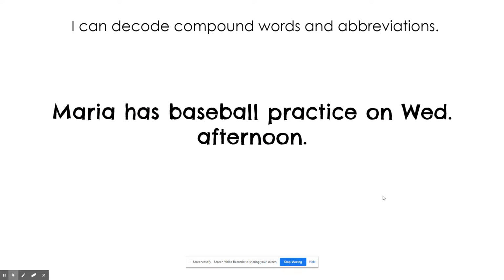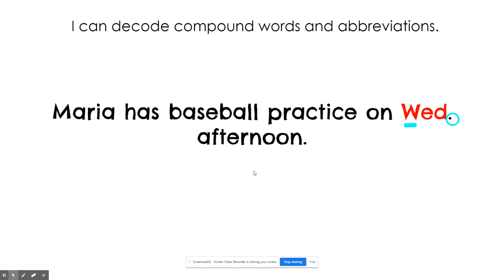Okay, Maria, I want you to look at this sentence. It says, Maria has baseball practice on WED afternoon. I want you to start by looking at this abbreviation. Okay. I can tell that it's an abbreviation because it has a capital W and it has a period at the end. So I know that that's a shortened word, okay? And I'm thinking about the days of the week, and the only one that starts with W is Wednesday. So this actually says Maria has baseball practice on Wednesday afternoon.